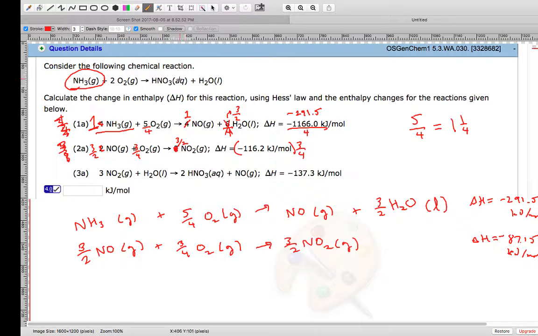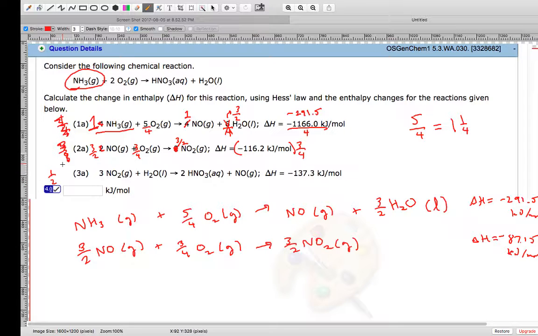Now I got to get HNO3 in the products. None of these are HNO3. Where does HNO3 appear in this bunch of chemical equations? Only right here. But see, I only need 1 HNO3. But here I have 2. That means I'm going to have to multiply this whole thing by 1/2.